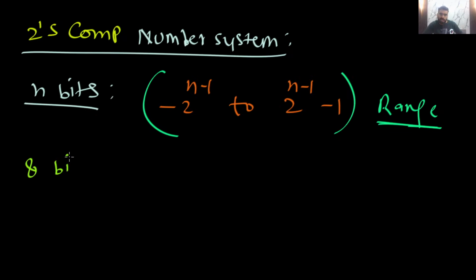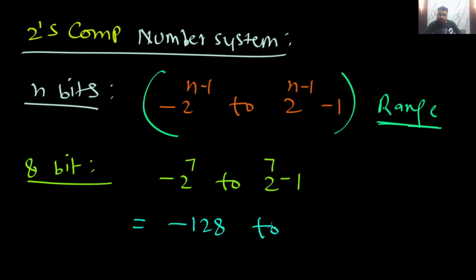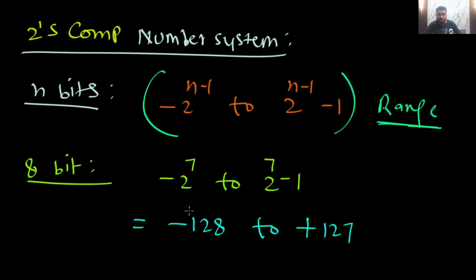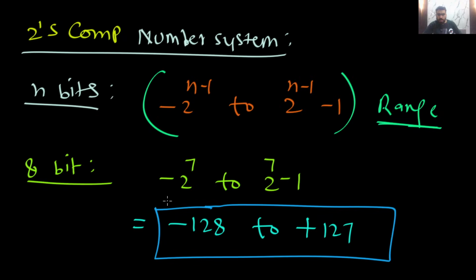So if you have total 8 bits, then you can represent minus 2 power 7 to 2 power 7 minus 1. That is simply minus 128 to plus 127. Yes or no? So you can see minus 128 to plus 127. These numbers you can represent in 8 bits in the 2's complement number system.